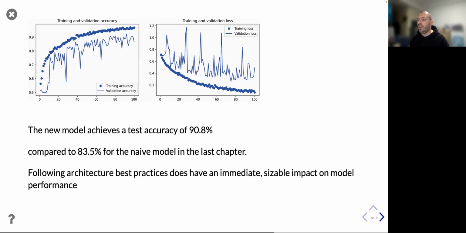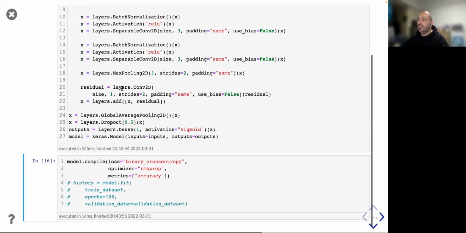So following these architecture best practices does have, as you can see here, a sizable impact on the model performance. Again, what we did is that we added these two, let's go back. We added batch normalization, and we used this residual, so these two big things, and we replaced convolution with separable convolution. So these small things had a big impact.